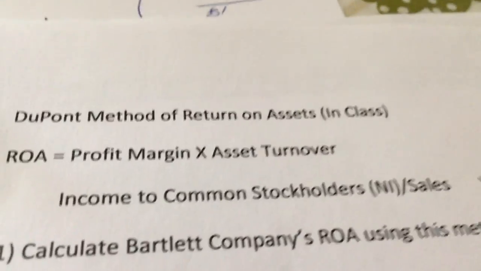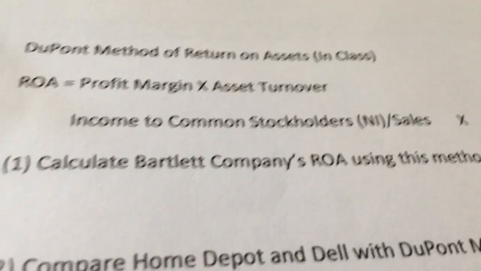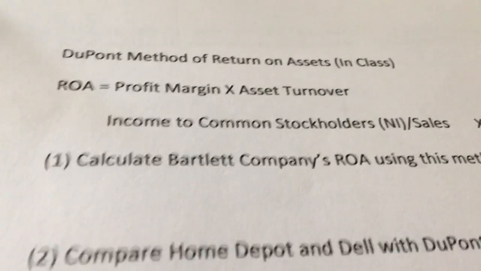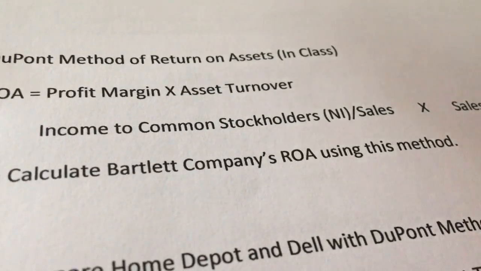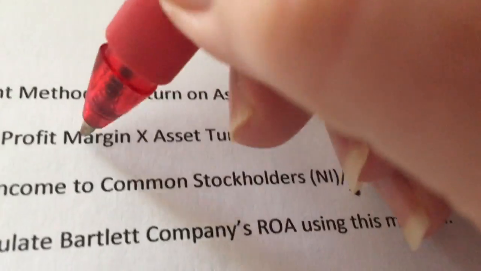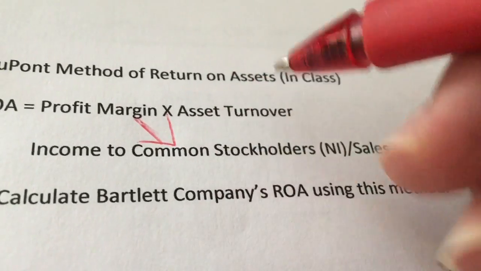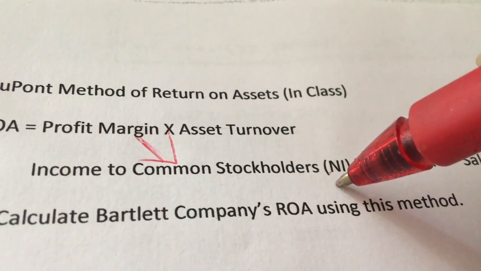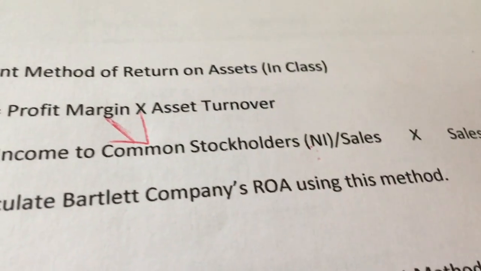And the top portion that we want to do here, I've given you the calculations again, but we want to go to Bartlett's financial statement. And we want to use this long formula to calculate our return on assets. So let's go to Bartlett. The first thing we want to do is to get our profit margin. Now, our profit margin is this measure. Income to common stockholders, which is your net income minus your preferred dividends. Okay, so let's find that measure, and then we want to divide that by sales. That gives you your profit margin.